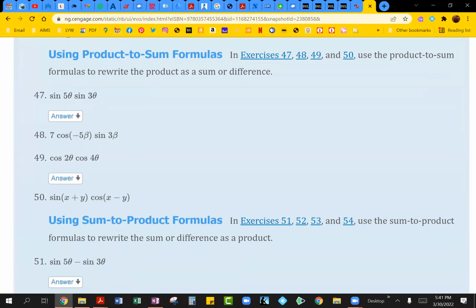So let's take a look at number 47 over here. So this one, as you can see, is sine of 5 theta, sine of 3 theta. And so as you can see, this is where you will have to use, you're going from a product because we're multiplying the two sine functions into a sum. And this is where our little formula will come into play.